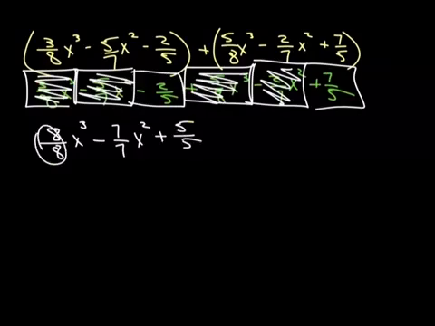What do we know about any number over itself? It's 1. Any number over itself.